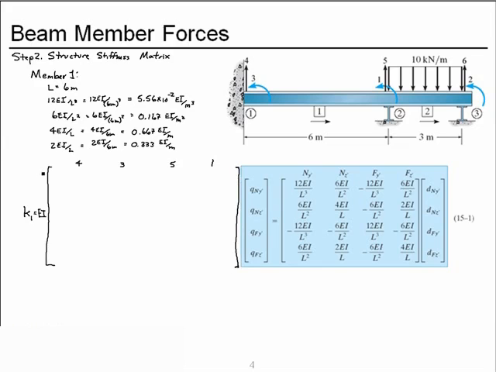Our rows will be associated with the same degrees of freedom, so we have 4, 3, 5, and 1. Our first row, first term, is the 12 EI over L cubed, so that is 5.56 times 10 to the minus 2 divided by meter cubed. I pulled the EI out front since it's common to all of the terms. Then we have the 6 EI over L squared.